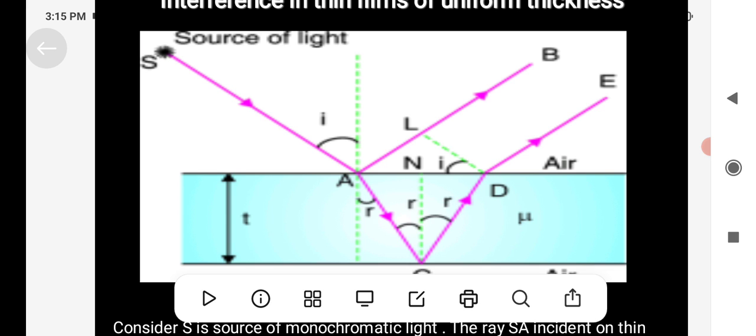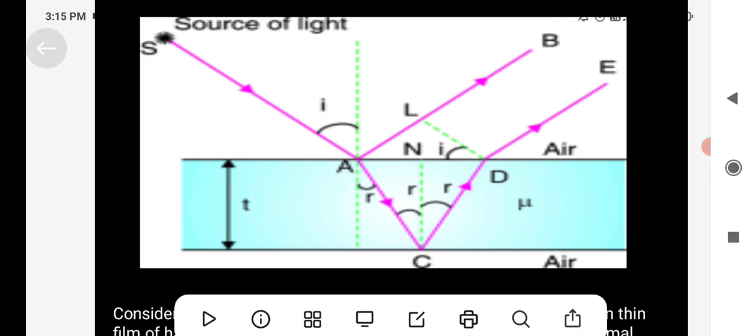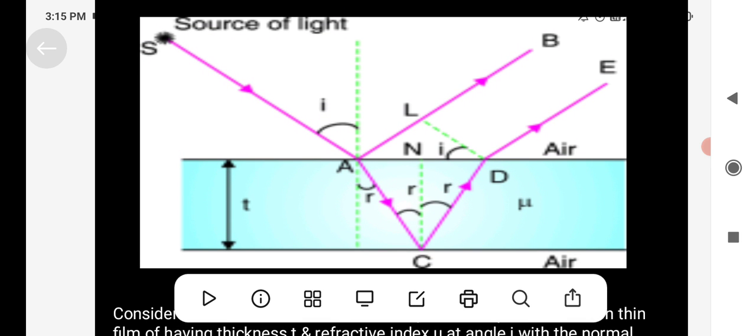Now to calculate the path difference, the geometrical path difference is equal to path travelled in film minus path travelled in air. Now path travelled in film is AC plus CD, and path travelled in air is AL. When you draw the perpendicular from point D along AB, we will get the path travelled in air. Extra path travelled in air is AL. Then when you draw the perpendicular from point D along AB, LB and DE are equal. Okay, so extra path difference is AL. So path travelled in air is AL only.